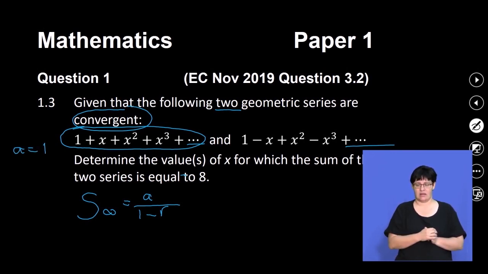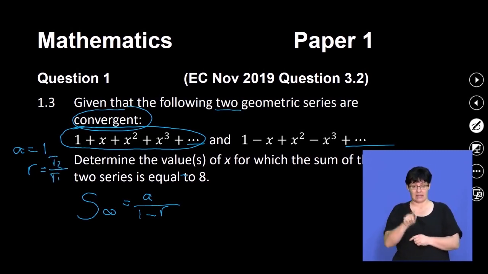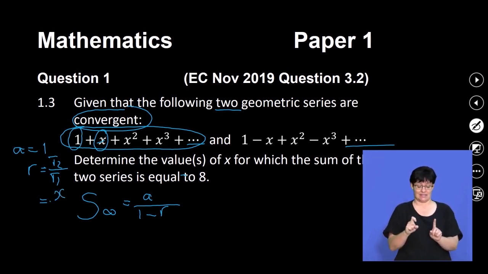To get our ratio, we could probably just get it by looking at this one, but just to be sure, let's take term 2 and divide it by term 1. So we can do term 2 divided by term 1, and we can see that that is equal to, there's term 2 and there's term 1, so we have x over 1, which is equal to x. So therefore, our ratio is equal to x.